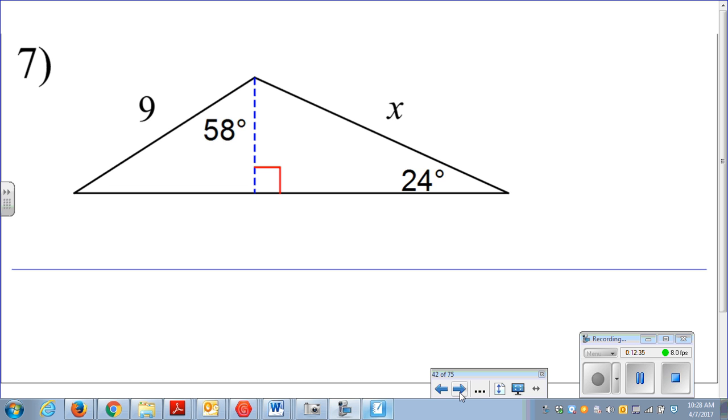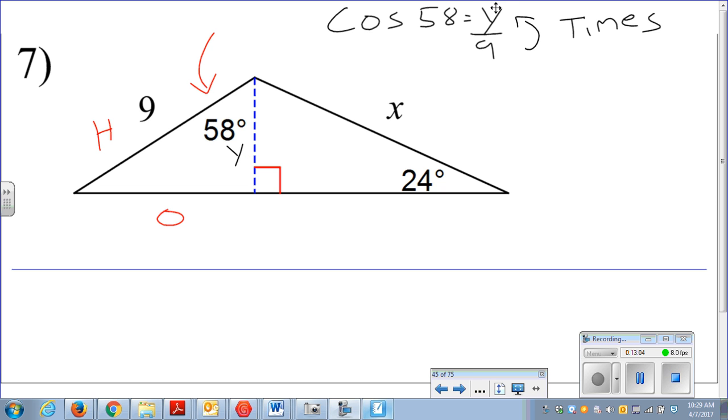All right, again, you want to start off by labeling the triangle: hypotenuse, angle, opposite, and this time my y is adjacent. Picking the correct trig function, it's cosine because I have the adjacent and the hypotenuse, 9 here, and I'm looking for the adjacent. Decide whether you divide or multiply. With my y in the numerator, I'm going to multiply. Then you enter it in your calculator, and I get 4.8. So y is 4.8, and I'm going to use it to solve this triangle.